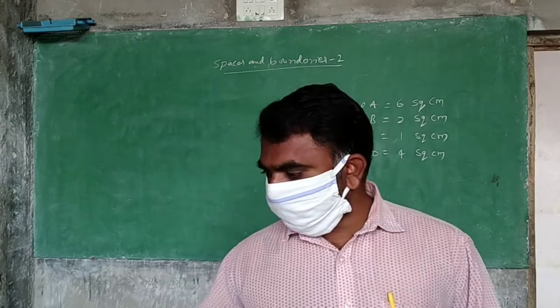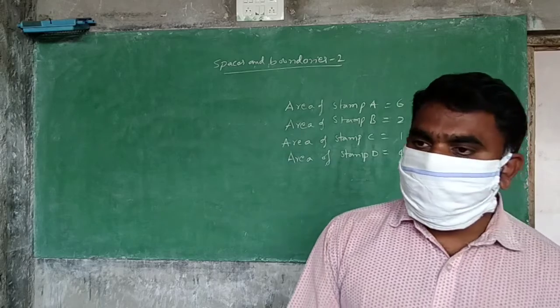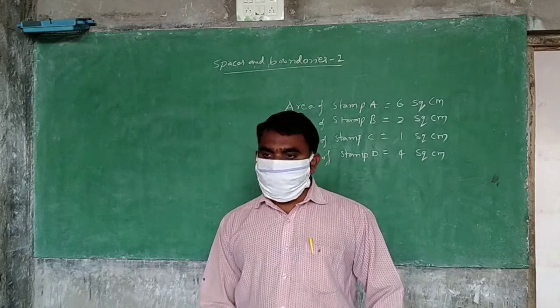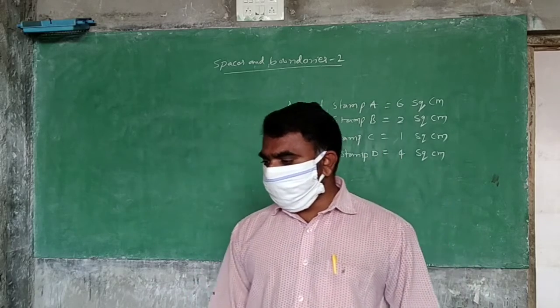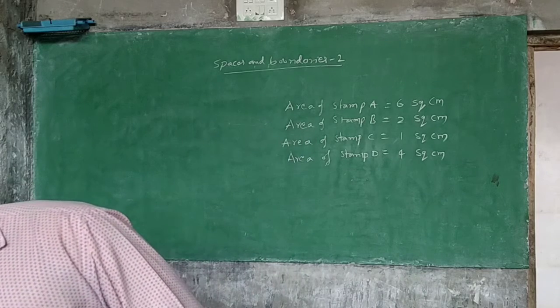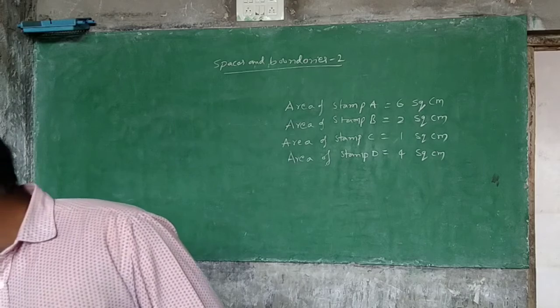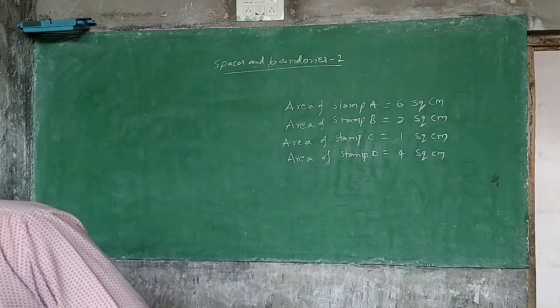In that question, second answer: how many squares is it occupying? 1 only, no? Then what is the area of stamp C? 1 square centimeter. So what will you write there? 1. This is covered by 1 square centimeter, no? So what is the area? 1 square centimeter. Right.